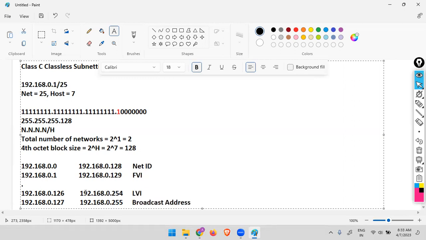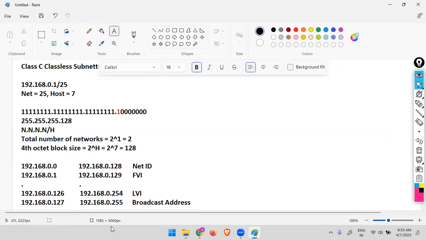So now we have two different networks. Both of these are two different networks, which means they will not communicate with each other. Because if you want communication between two different networks, what do you need? A router. Okay, this thing is clear.